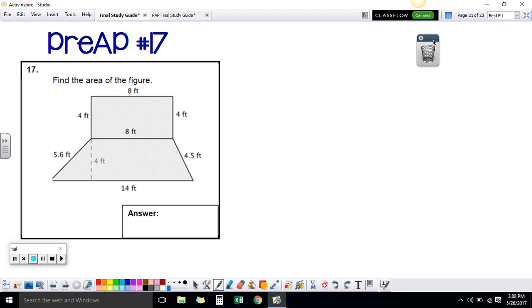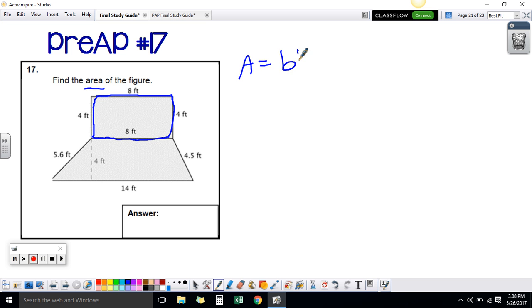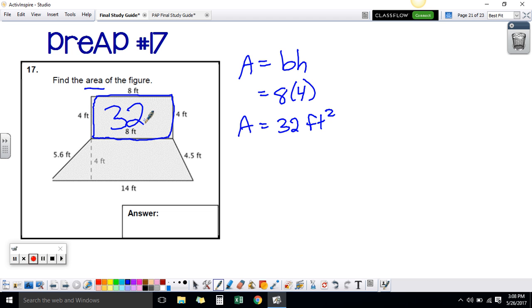Alright, my pre-AP classes, the last 3 questions are number 17, 18, and 19 on your study guide. Number 17 says find the area of the figure. Okay, and so our first shape, you can break this down into 2 different shapes. Our first shape is our rectangle here. Your area is going to be base times height, which is going to be 8 times 4. So our area is going to be 32 square feet of this rectangle. Okay, so this guy is 32 square feet.